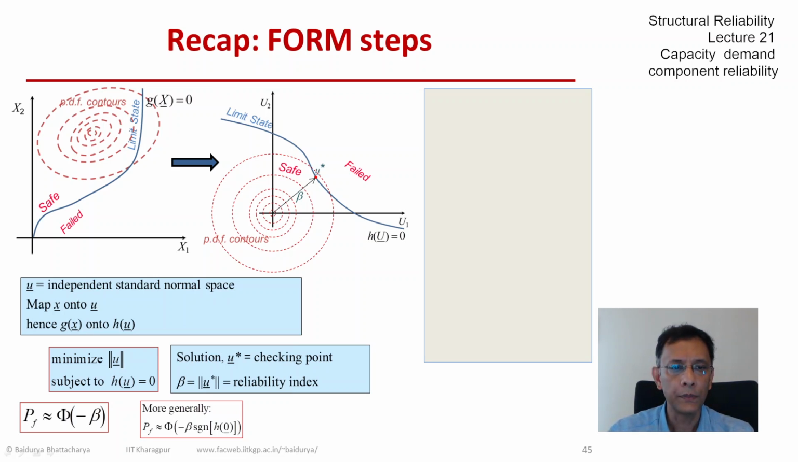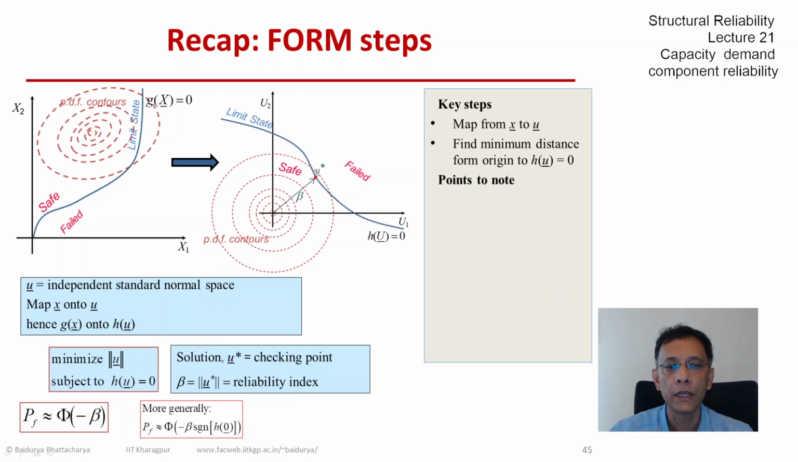So now to summarize, the key steps are that map, as I mentioned, and then to find the minimum distance. Now, a point to note is that H is not required to be in closed form, so we don't really need a function, but if we have a way to estimate it pointwise, that would be quite good. Gradients are not essential, although the methods that we described are based on gradient projection methods, so gradients are very useful to have if possible. If not available analytically, they can be estimated numerically, but that slows down the computation.